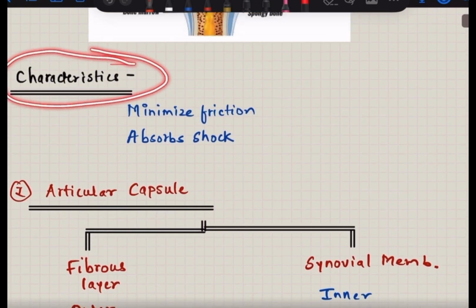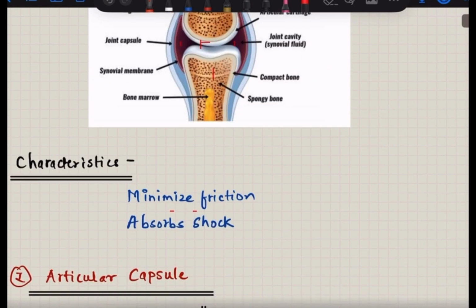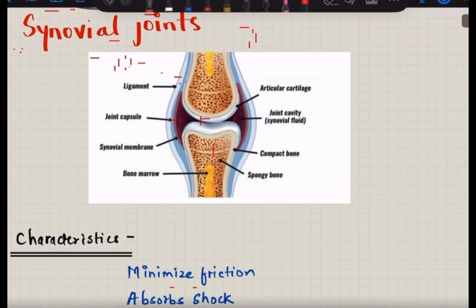and then the characteristics of synovial joint. The first, basically, because of synovial fluid, it will minimize the friction between two bones and it will absorb the shock. Then articular capsule. Basically the synovial joint has a joint capsule in which the outer layer is called the fibrous membrane, and the inner one is called the serous membrane or synovial membrane.